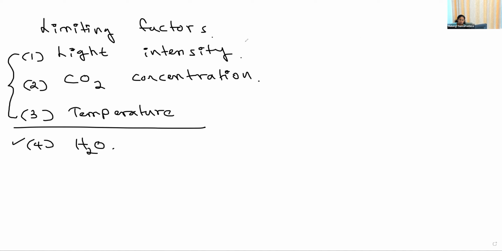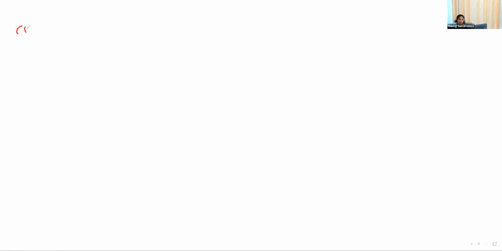So I'm going to take the first two. The main inputs: light for the photosynthesis, and the carbon dioxide concentration for the light independent reaction. So let's take the light intensity first. Write down, out of the two reactions, light dependent and light independent, which one is affected by changing the light intensity?